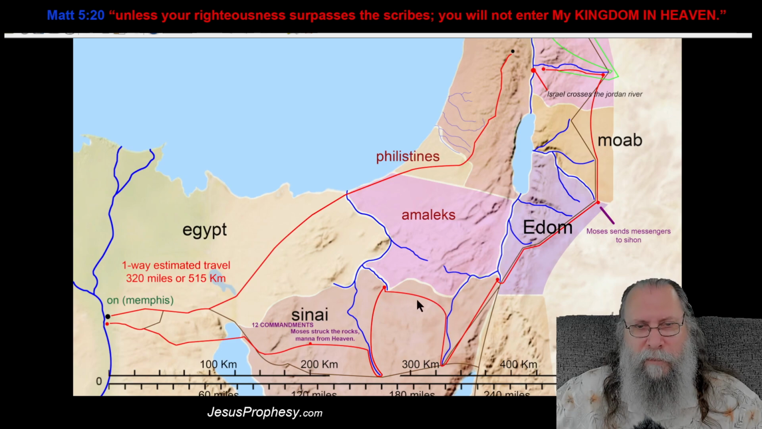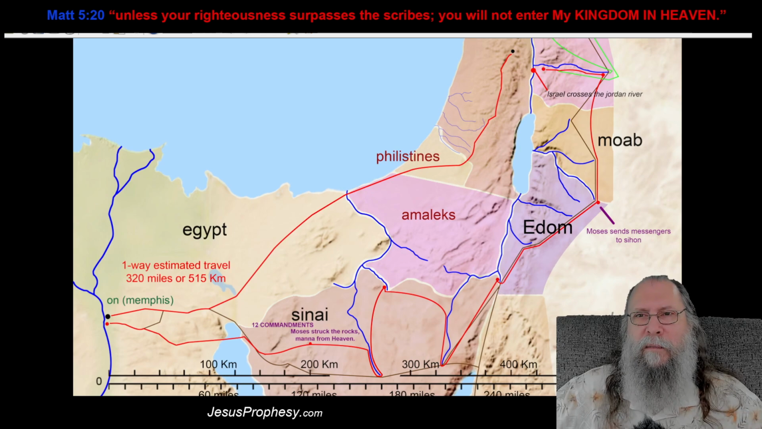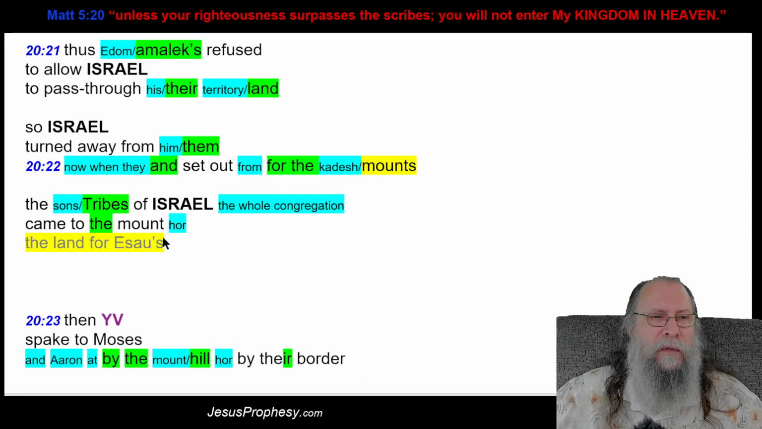And when you blow up the geographical maps, you'll find that this is, I believe, the flattest route that they could travel without going up and over hills. They'd be going around them, traveling this area here. But now the story is heading over to here. Now we are talking about Edom. Okay. It came to the mount and the land for Esau's. But they have to be turned away from the area to now get to here.